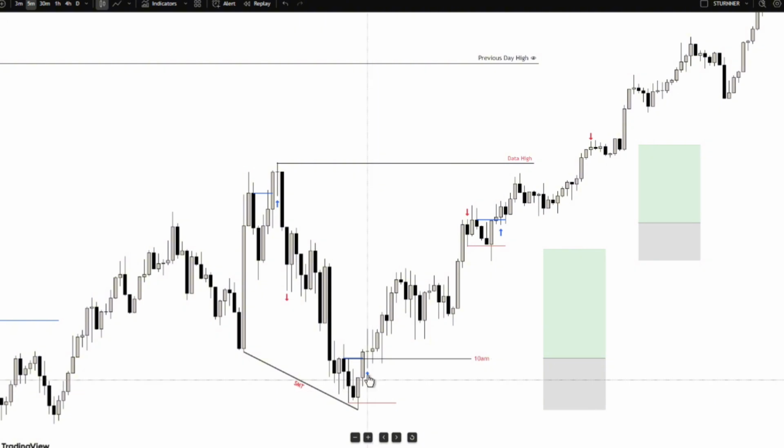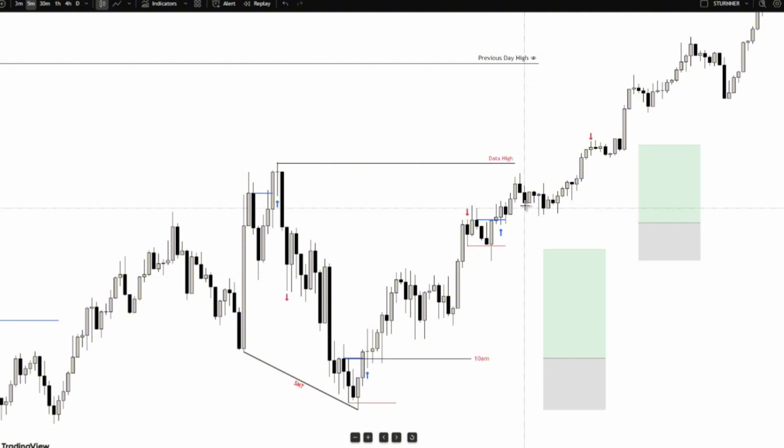I took my entry on the body closure above the CSD candle, set my stop loss below the low, and I was aiming for a 2 reward at this stage. And as you can see, price runs directly to the buy side, delivering our first take profit at 2R. Then I noticed we still have a buy side liquidity sitting at the 8:50 news driver high. The data high is still intact.